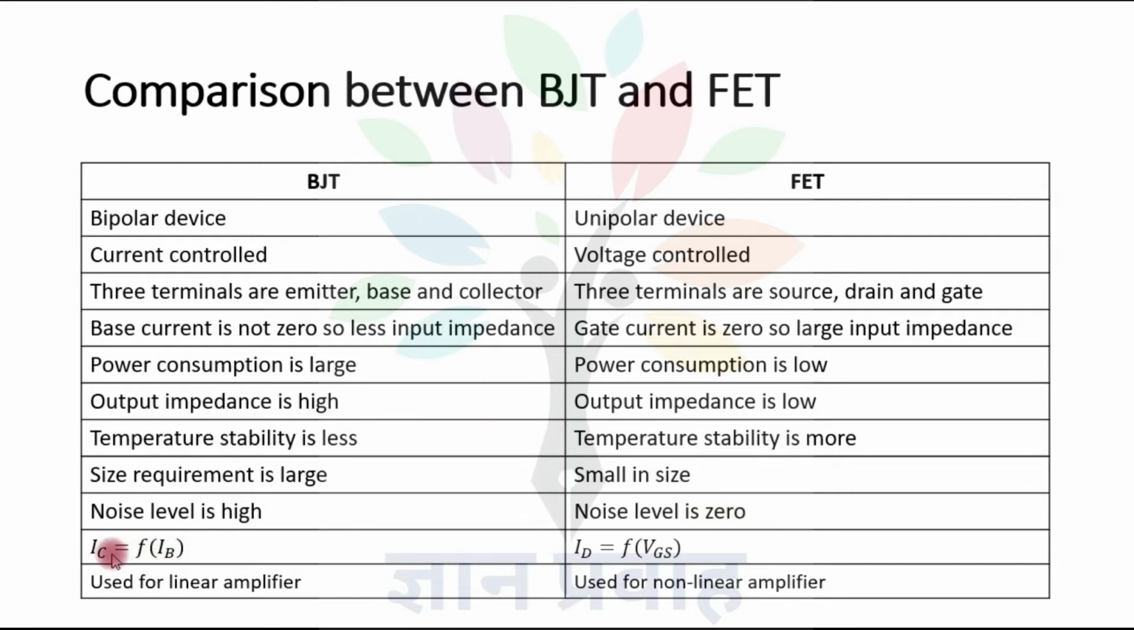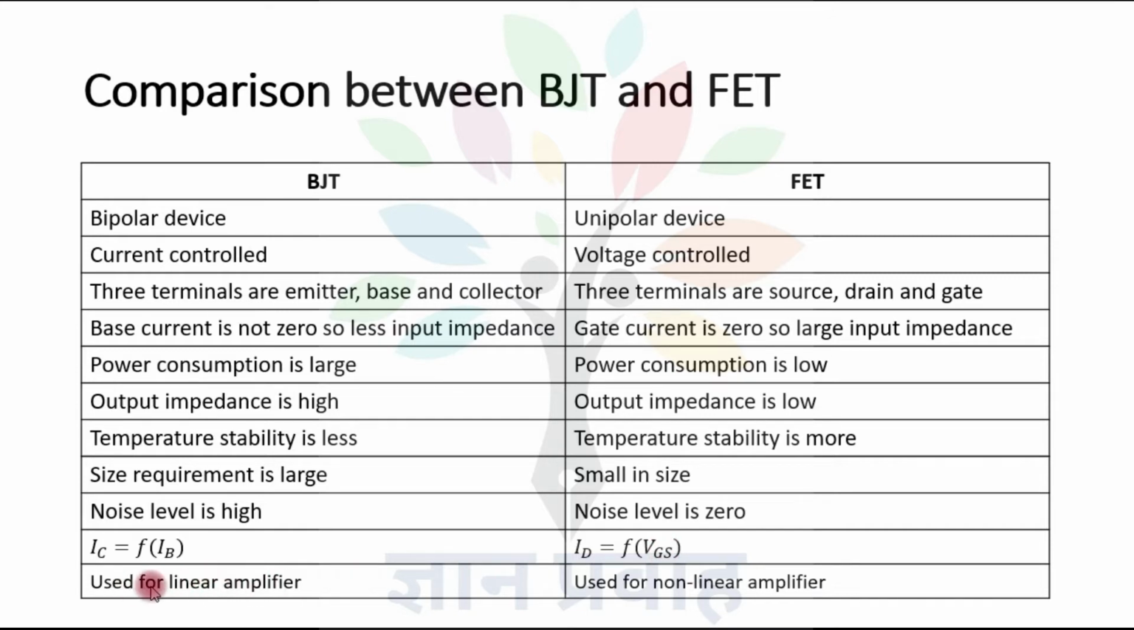In case of BJT, the output current, that is IC, is the function of input current, that is IB. This relation is for common emitter configuration, which is widely used for the amplification purpose. While in case of FET, the output current, that is ID current, is the function of input voltage. And input voltage is VGS voltage, that is gate to source voltage in case of common source configuration of FET.